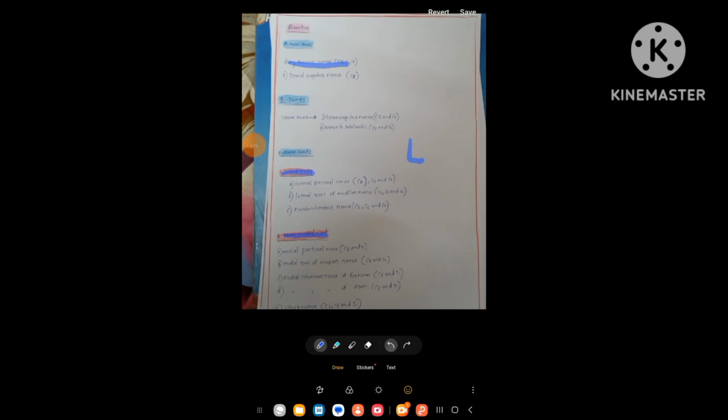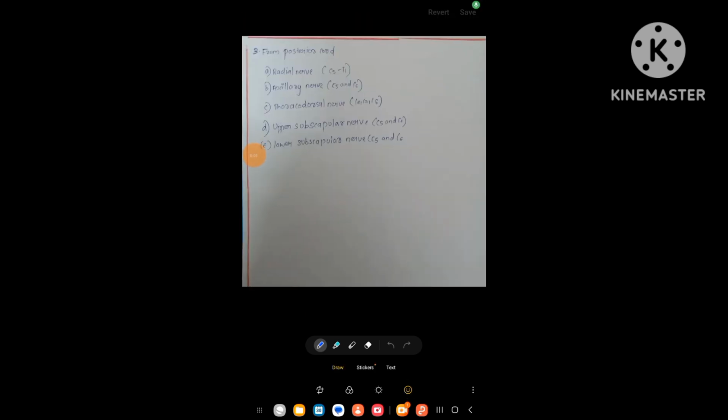From medial cord, there is a mnemonic, that is M for U. The four M's represent the four branches, which are medial pectoral nerve, medial root of median nerve, medial cutaneous nerve of forearm, medial cutaneous nerve of arm, and U for ulnar nerve. From the posterior cord, there are five branches. The five branches have a mnemonic of ULNAR.